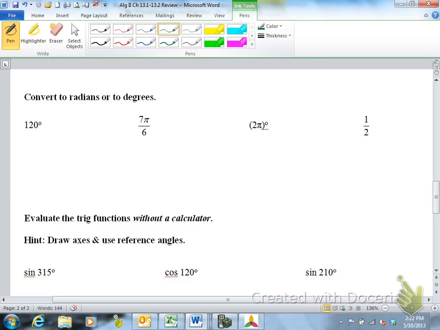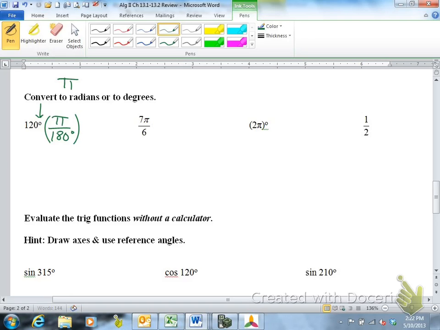Converting from radians to degrees or vice versa. This is degrees. You can see the degree mark. So whenever you multiply, you want your 180 degrees in the denominator, so the degrees will cancel, and pi will be in the numerator. Pi radians equals 180 degrees, so that's basically where this conversion comes from. So when we multiply, we would get 12 pi over 18. The zeros divide out and the degrees divide out. And they're both divisible by 6, so that would be 2 pi over 3 radians.